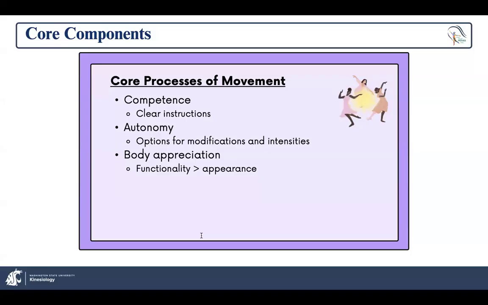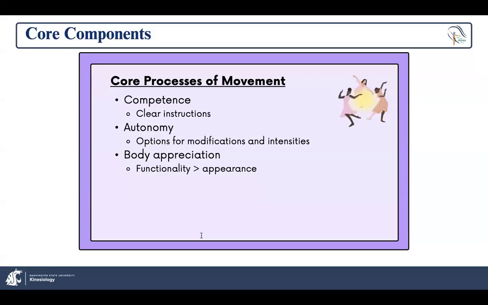Autonomy support is all about providing opportunities to choose, to self-select the level and the mode of participation in the activity. This could include things like giving options for intensity or providing lots of modifications and different ways to engage with the movement. The instructor wants to make sure that the participant has the freedom to explore the movement themselves.